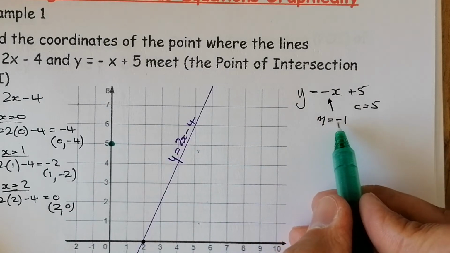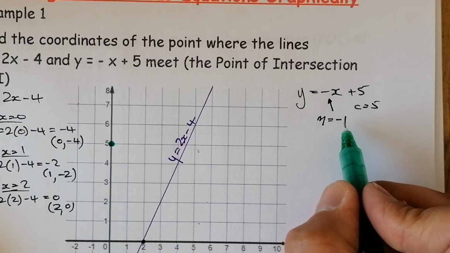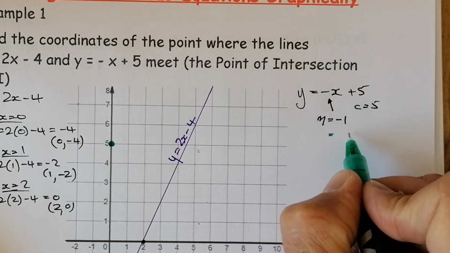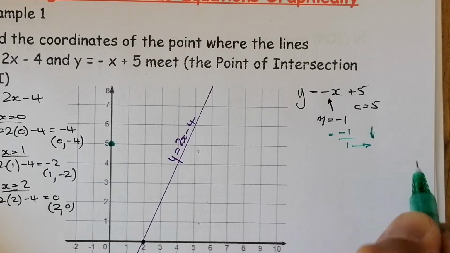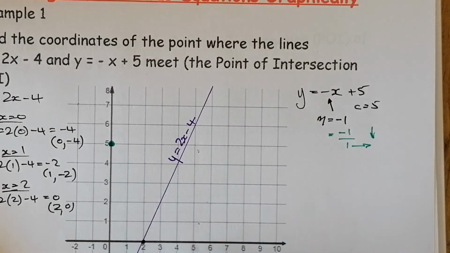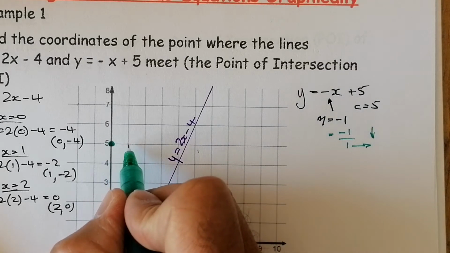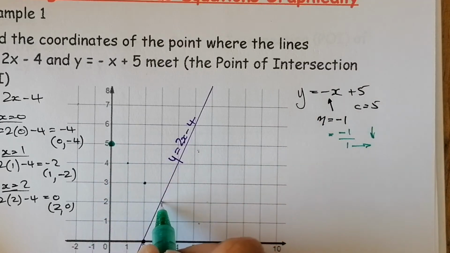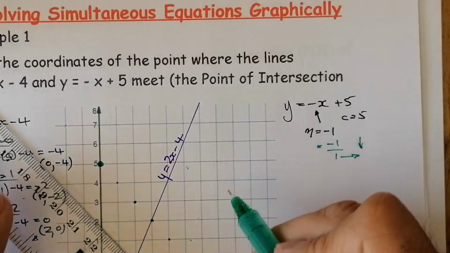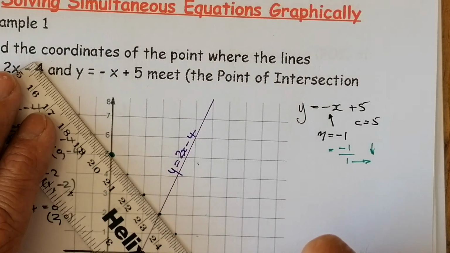My gradient of negative 1 is the same as if I go along one place, I go down by one place. So let's look at the scales. The scales are okay for us. So I'll go along 1 and down 1. So that's there. Along 1 and down 1. From there, along 1 and down 1. Along 1 and down 1. And I've already seen where the line's going to cross over. So what I'll do is join my lines up from there through there.